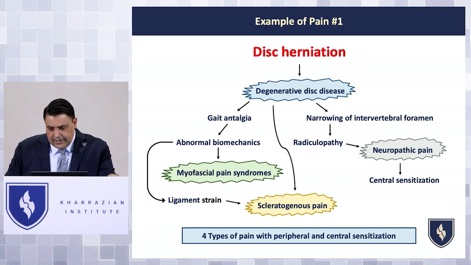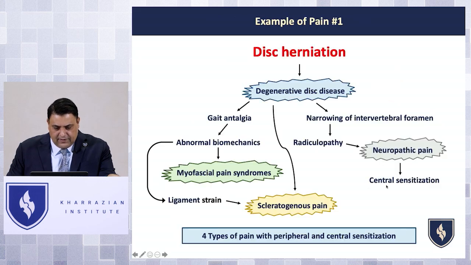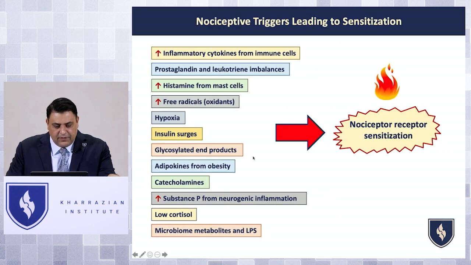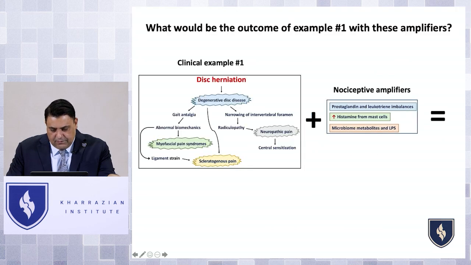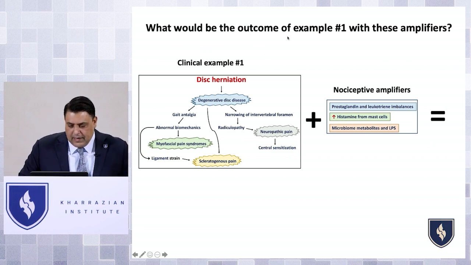So if you take the scenario that we have here, and then you look at sensitizing agents. So let's say they have the scenario. They have degenerative disc disease, they have neuropathic pain, they have myofascial pain, they have sclerotogenous pain. And then you add in amplifiers like free radicals, hypoxia, insulin surges. The combination of both of those would then cause pain, even different degrees of pain. So here's the question: what would be the outcome of this example with these amplifiers? So degenerative disc disease, myofascial pain, sclerotogenous pain.